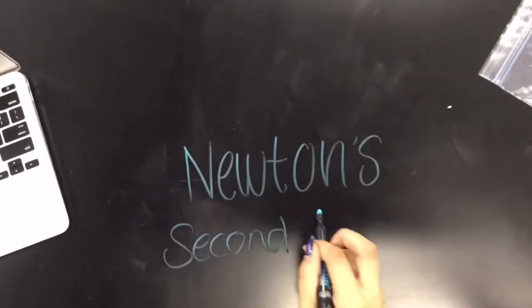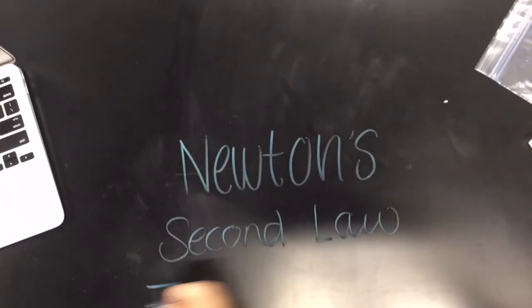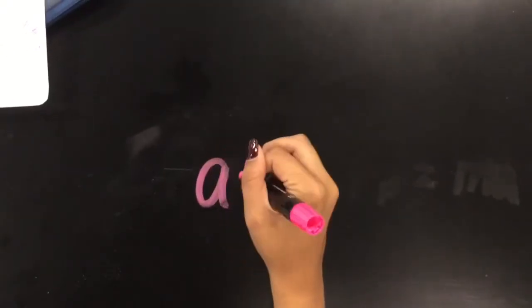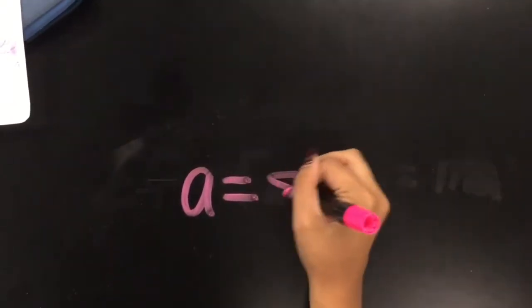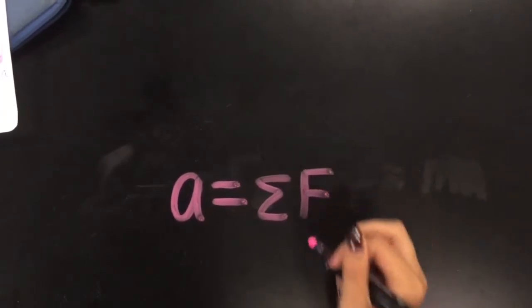Now, Newton also had a second law, which says this: for a certain force, the acceleration of an object is directly proportional to the net force and inversely proportional to the mass of the object. Basically, the forces are not balanced.